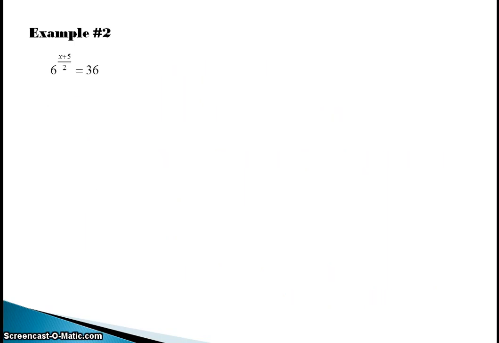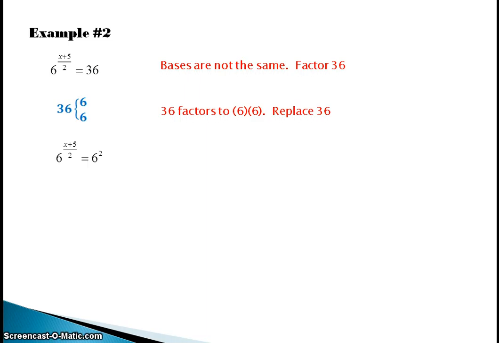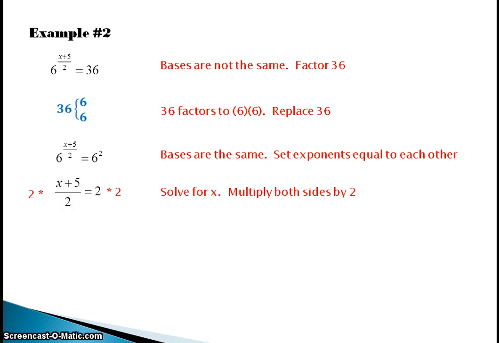In our next example, our exponent is a little bit more complex. It's a fraction. And we see that the bases on both sides of the equation are not the same. So I'm going to factor 36 and see if I can write that in terms of 6 to the something power. You probably have already guessed that I'm going to write it as 6 squared because 36 is 6 times 6. So now I have a base of 6 on both sides of the equation. I can set the exponents equal to each other and solve for x.